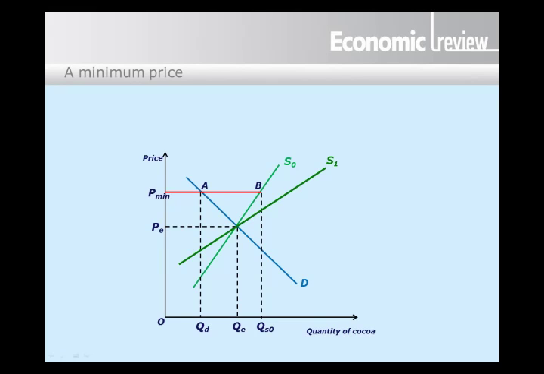So if the price is maintained at Pmin, then supply, instead of being QS0, will be QS1. In other words, producers are more flexible in responding to price. This increases the cost of maintaining Pmin by this area shaded on the figure. So the more elastic is supply, the higher the cost of maintaining a minimum price above its equilibrium level.